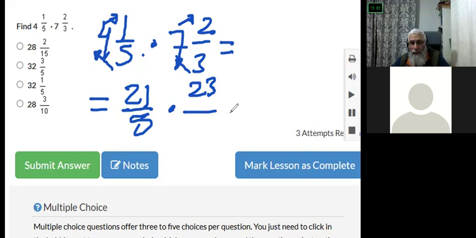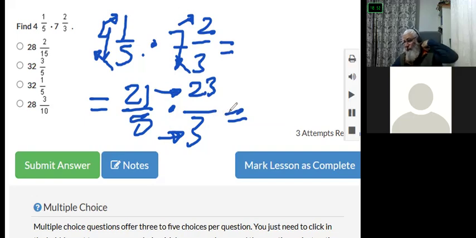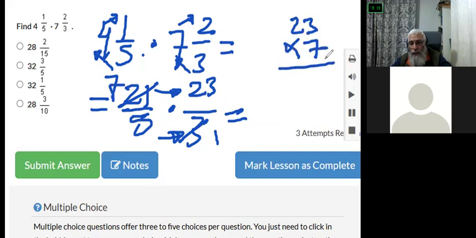Now we can multiply, but before multiplying, we can simplify. Can we simplify something here? Yes, 21 and 3. 21 divided by 3 equals 7, 3 divided by 3 equals 1. Now we can multiply. 7 times 23. 7 times 3 is 21, carry 2. 7 times 2 is 14 plus 2 is 16.